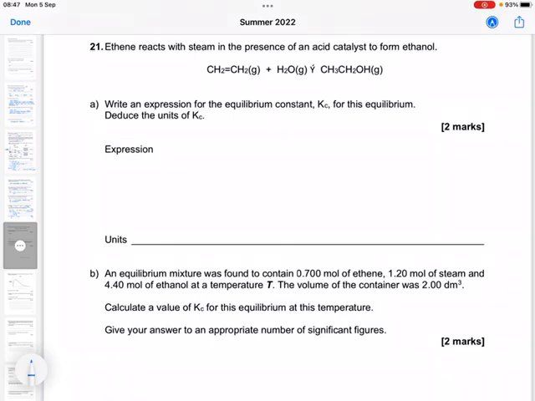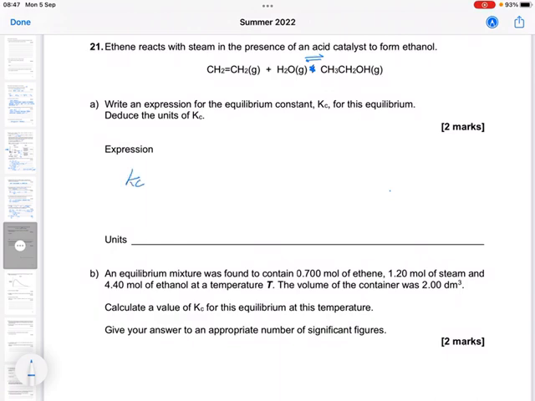Okay, ethene reacts with steam in the presence of an acid catalyst to form ethanol. That there should be an equilibrium sign, so let's just change that. Write an expression for the equilibrium constant Kc for this equilibrium and deduce the units of Kc.